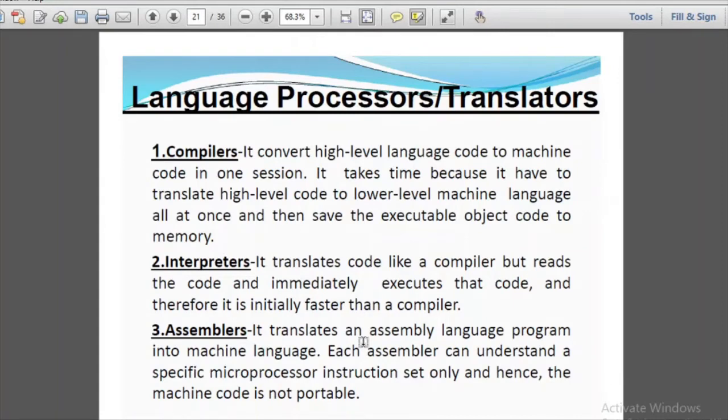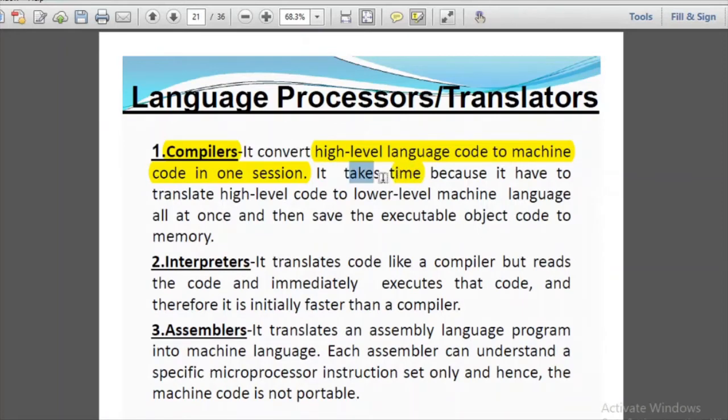Now there are different types of language processors or translators. First comes the compiler. The compiler converts high level code to machine code in one session. That means in one go, एक ही बारी में it converts high level language to machine code. It takes time because it has to translate high level code to low level machine code at once. So it is a time consuming translator.